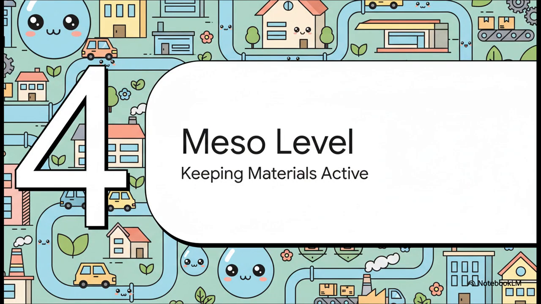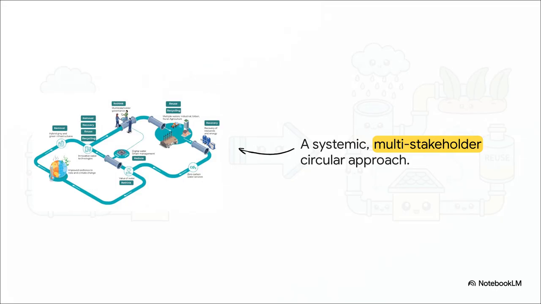Section 4, meso, keeping materials active, zooming out to the city and industry level. Okay, now imagine we're zooming out from that single high-tech plant to a much broader regional view. At this meso-level, we rely heavily on what's called industrial symbiosis. That's a fancy way of saying one sector's waste becomes another sector's resource.